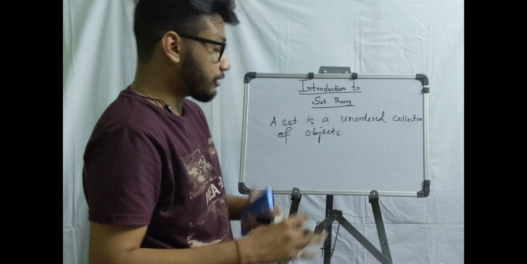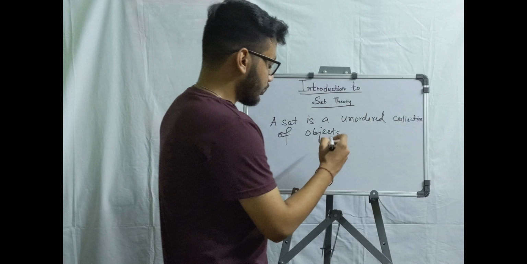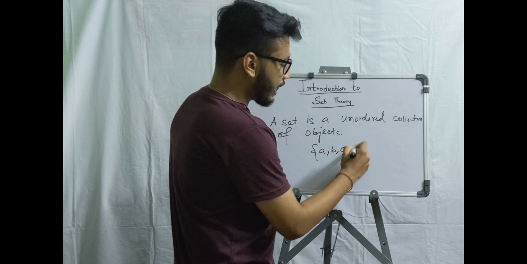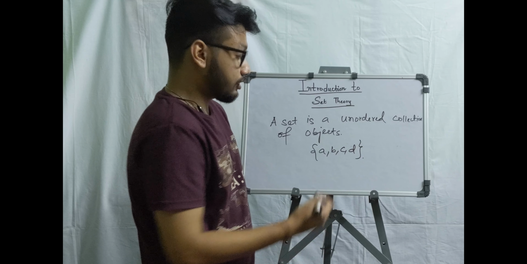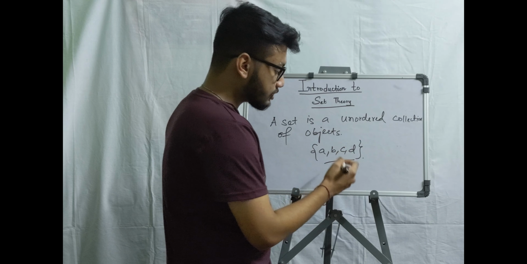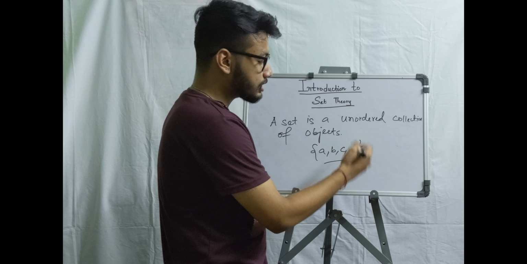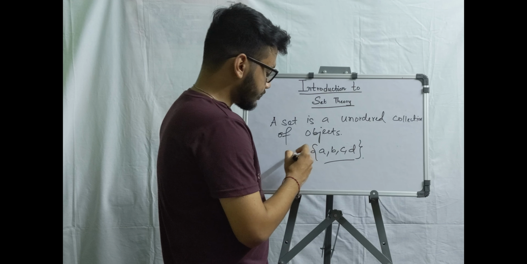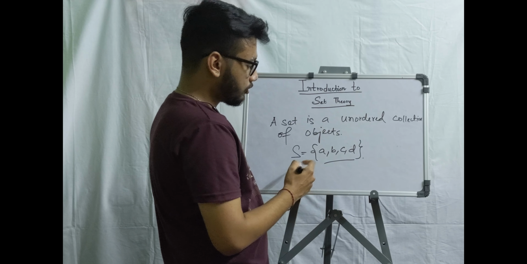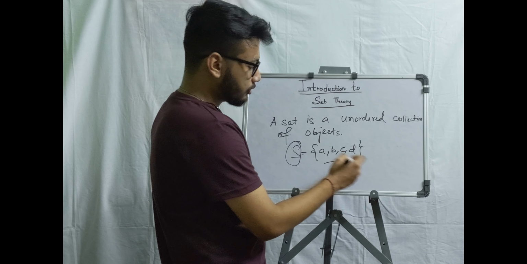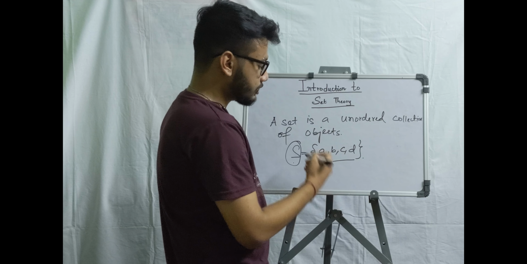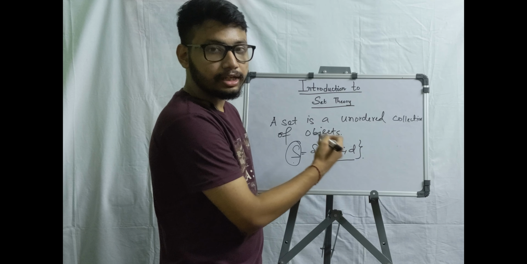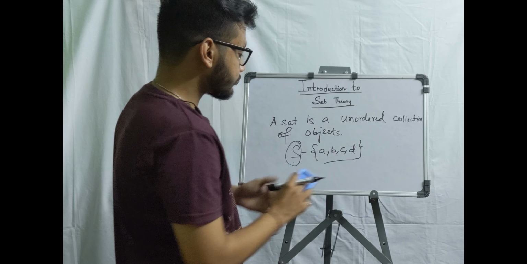Let me give you some more examples. I can write A, B, C and D. What is this? This is also a set. This is a set of four alphabets A, B, C and D. Now if I name this set as, say, S, I can also name a set. S equals A, B, C, D means that S is a set which consists of four alphabets, namely A, B, C and D.